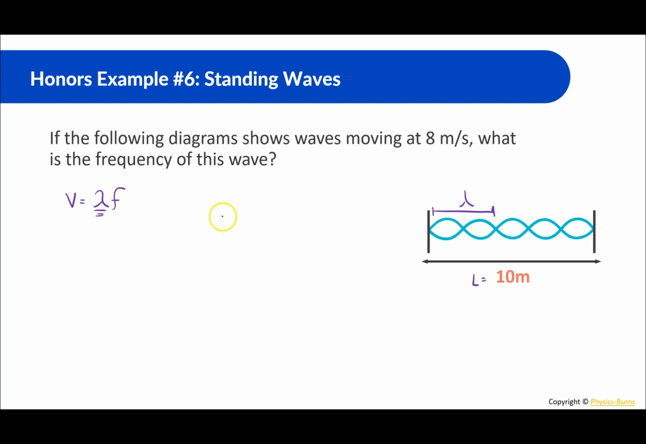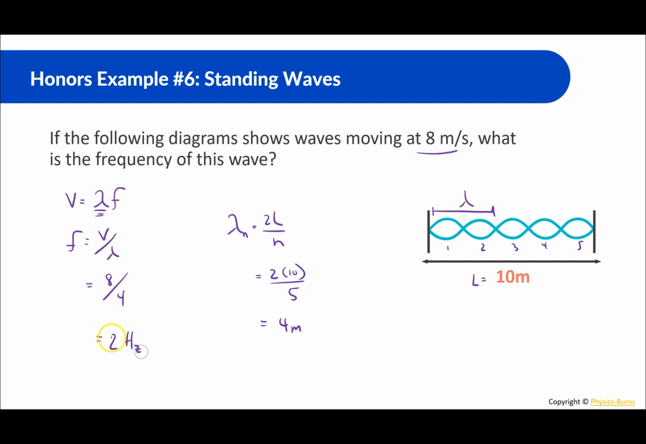A few ways to do this, but I'm going to use wavelength n is equal to 2L divided by n. Let's see how many harmonics. This is going to be the 5th harmonic. So 2L, which is 10, divided by 5, is equal to 4 meters. Now frequency, manipulating this a little bit, is equal to velocity divided by wavelength. Velocity is given to us, 8 meters per second, divided by the wavelength, which is 4. So the frequency should be 2 hertz.